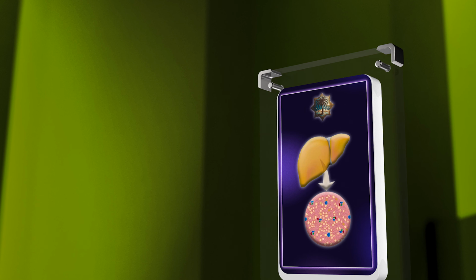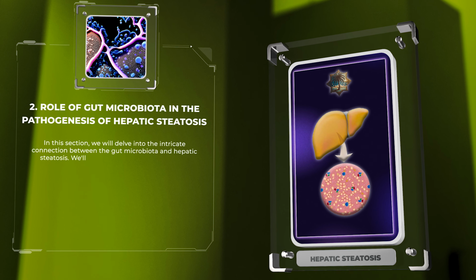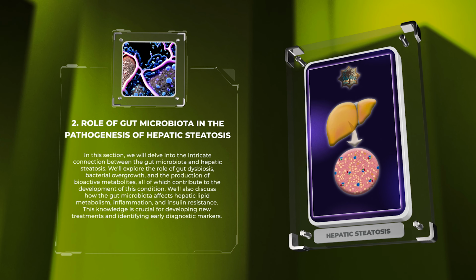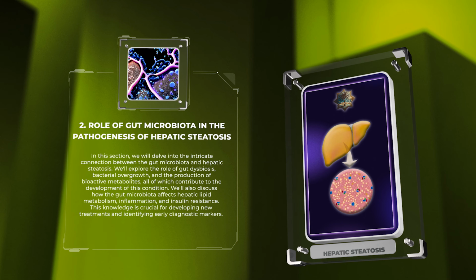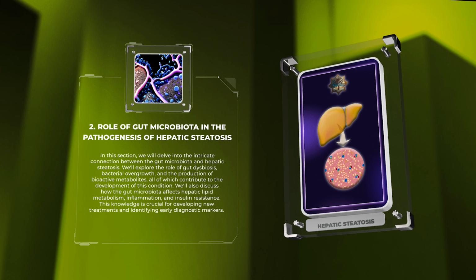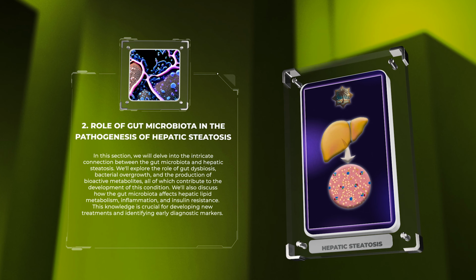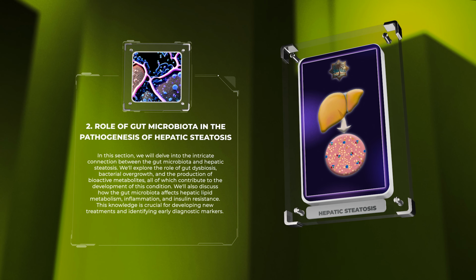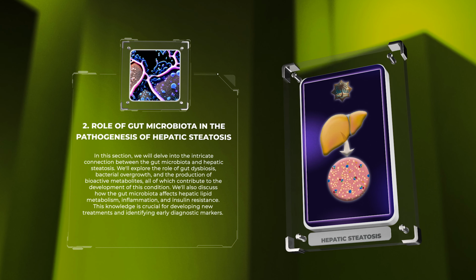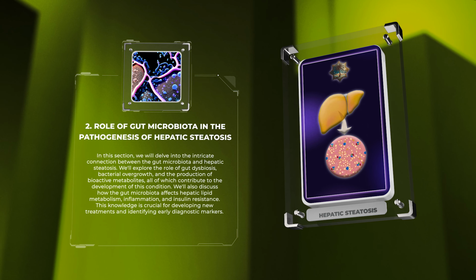In this section, we will delve into the intricate connection between the gut microbiota and hepatic steatosis. We'll explore the role of gut dysbiosis, bacterial overgrowth, and the production of bioactive metabolites, all of which contribute to the development of this condition. We'll also discuss how the gut microbiota affects hepatic lipid metabolism, inflammation, and insulin resistance. This knowledge is crucial for developing new treatments and identifying early diagnostic markers.